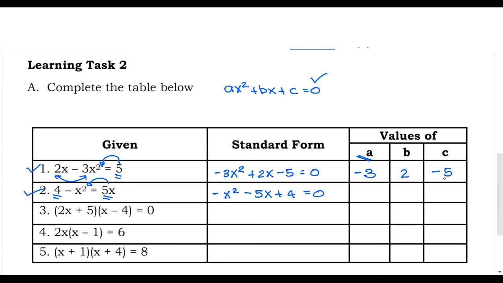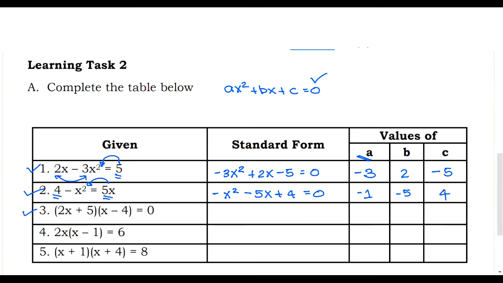Okay? So what is A? That is the coefficient of x squared. So we have negative 1. What about B? We have negative 5. And then finally, the constant is 4. Alright? Again, you can multiply both sides of the equation by negative 1. If you do that, you're going to have x squared plus 5x minus 4 equal to 0. Tapos magbabago lang yung signs ng A, B, at saka C dito. Pwede yun. Okay?